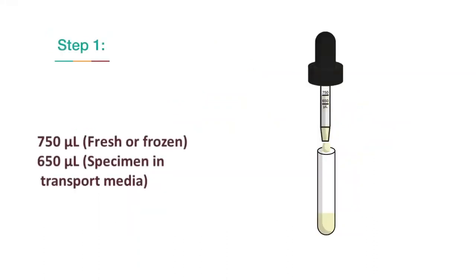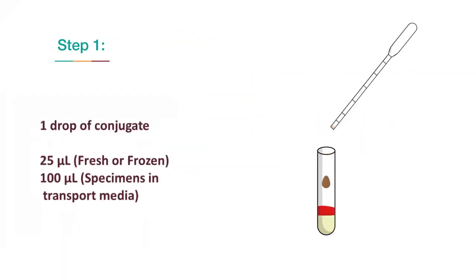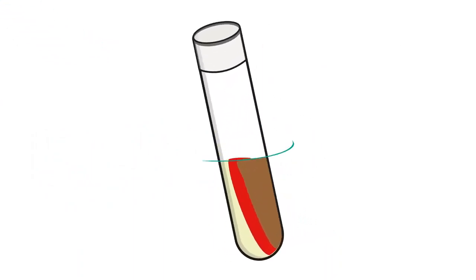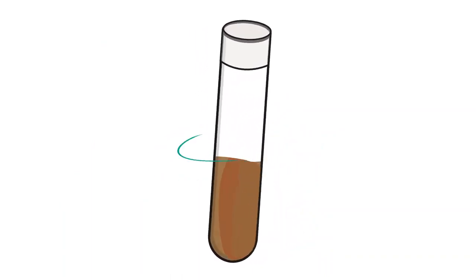First, add the diluent to a tube. Next, add 1 drop of conjugate. Then transfer the fecal specimen to the tube. Close the tube and mix the specimen thoroughly, either by vortexing or by repeatedly inverting the tube.